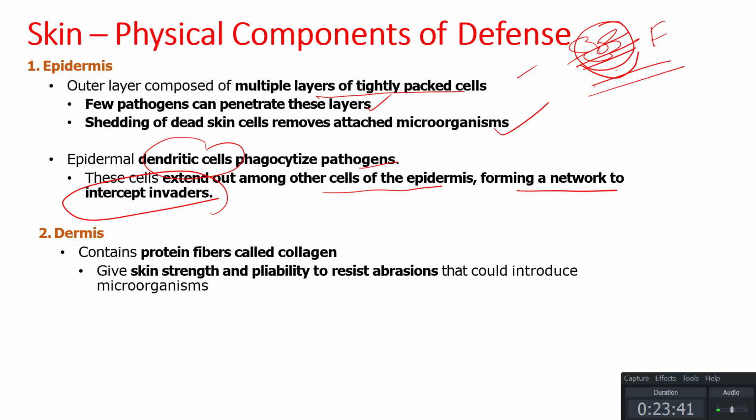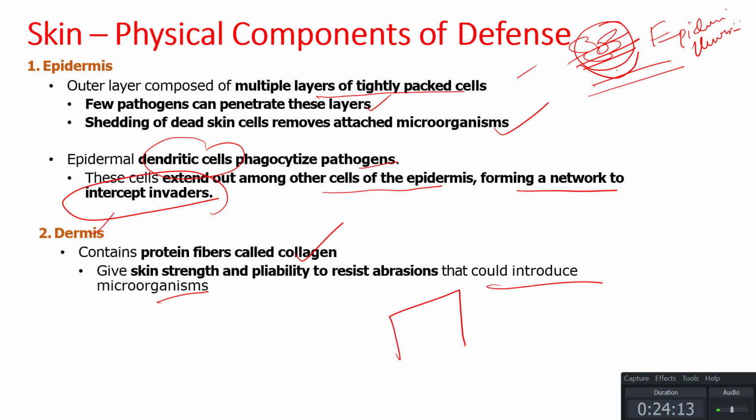So this is called epidermis dendritic cells. Okay, so there is another layer called the dermis layer, which is just below the epidermis layer, which contains the protein fibers called collagen, and that gives much more strength to the skin, so it will not allow the microorganisms to grow. Okay, so there will be a thick layer. So it's very simple now.